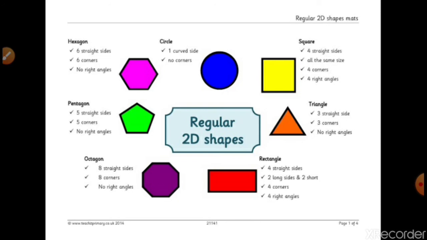So in my next video I will explain about 3D shapes, that means 3-dimensional shapes. So that's all for this video.